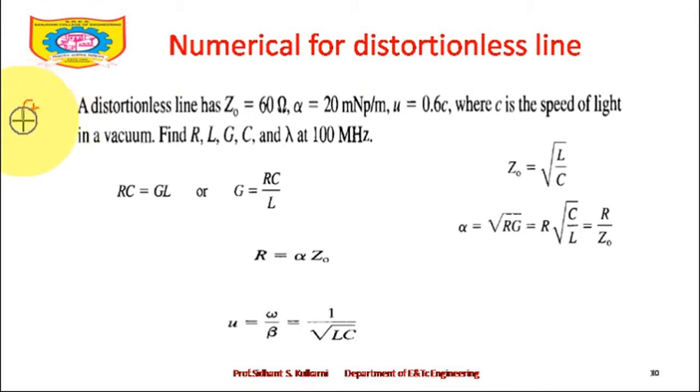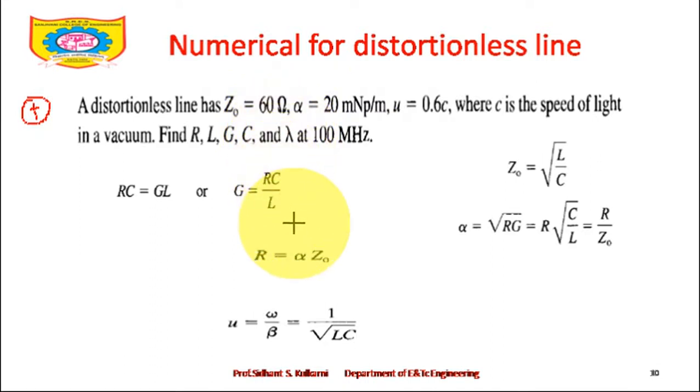So this is the next numerical. Distortionless line has Z0 equal to 60 ohm. Once again, characteristic impedance is given, alpha is known to me, velocity V is equal to 0.6 C, where C is the velocity of light in air, it is already given. Find R, L, G, C and lambda at 100 megahertz. So what is given, once again, it is a type 2 problem where secondary constants are given and primary constants are asked. Frequency is known to me, velocity V is known to me, alpha is given, Z0 is given.